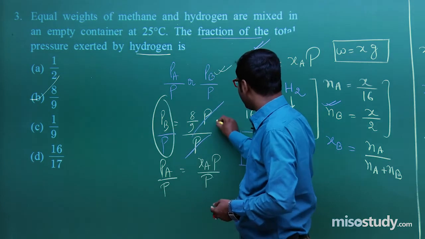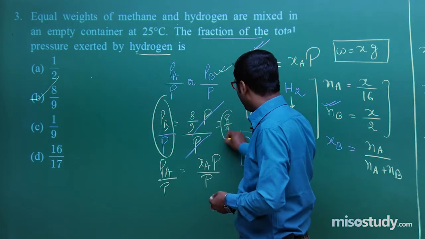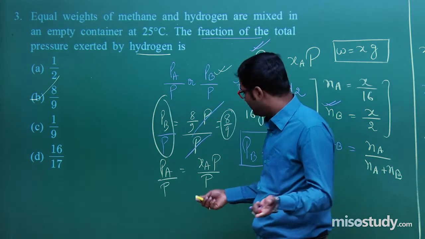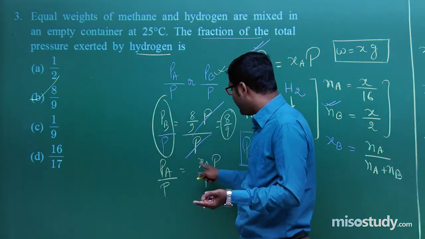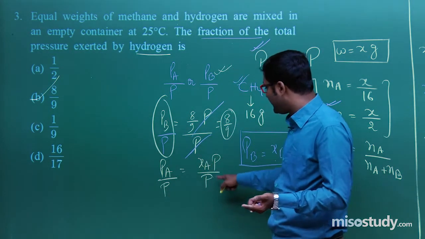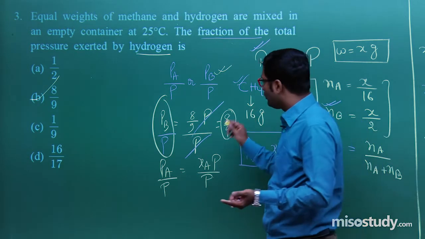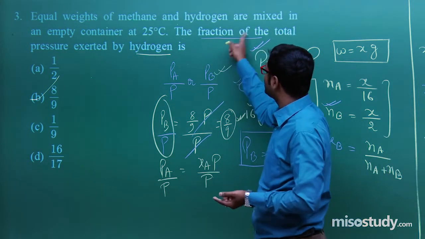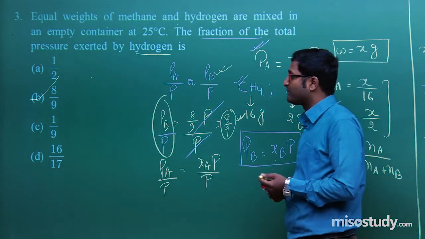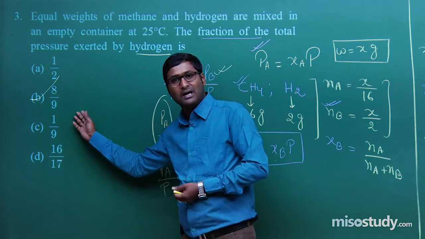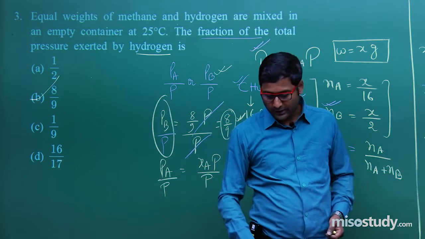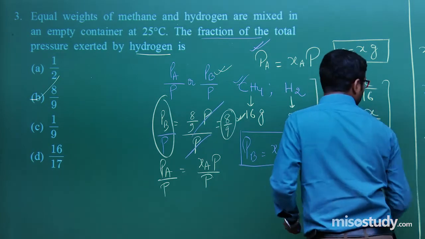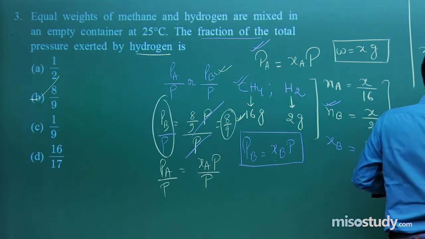Here in this case the answer is 8 upon 9 for hydrogen, and for methane that is Pa upon P is equal to Xa P upon P. Clear to you? So we have to focus on this because the question asks the fraction of the total pressure. So the answer is 8 upon 9. Clear, friend? Now I am going to rub this part and we'll discuss the next one.